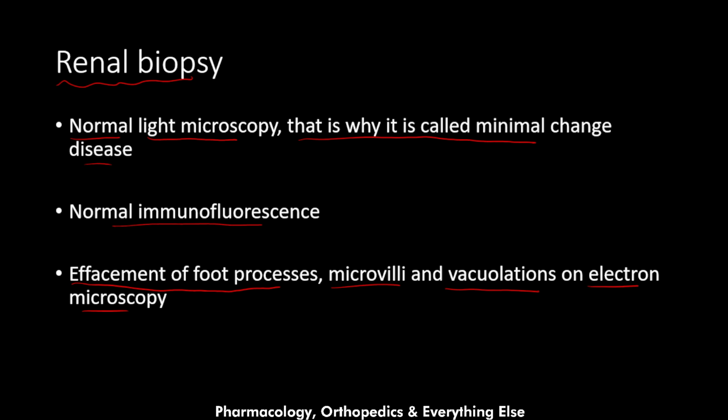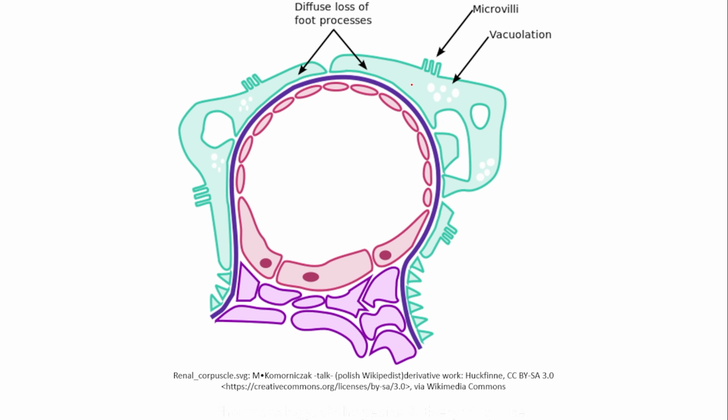So here is another simple drawing to show you what you see in electron microscopy of the glomerulus. This is the capillary of the glomerulus, and this is the basement membrane, and those are the podocytes, and those are the foot processes of the podocytes. You see that there is diffuse loss of the foot processes, allowing larger molecules to pass through them, like the proteins.